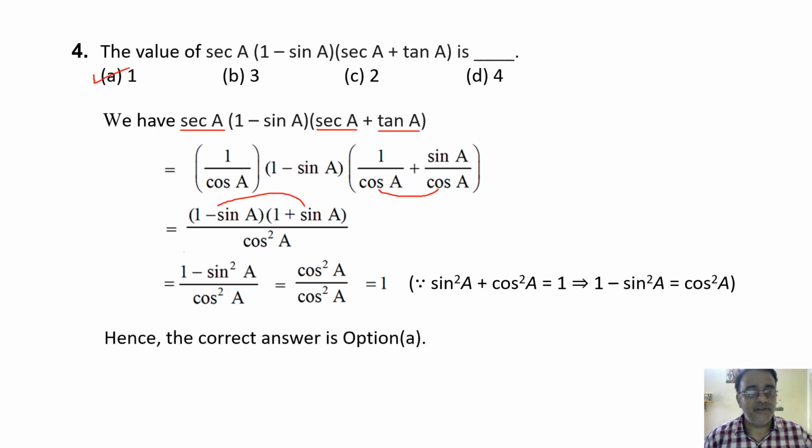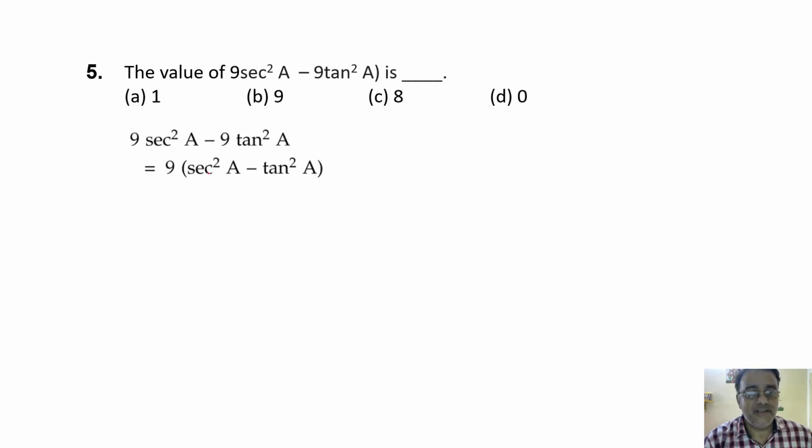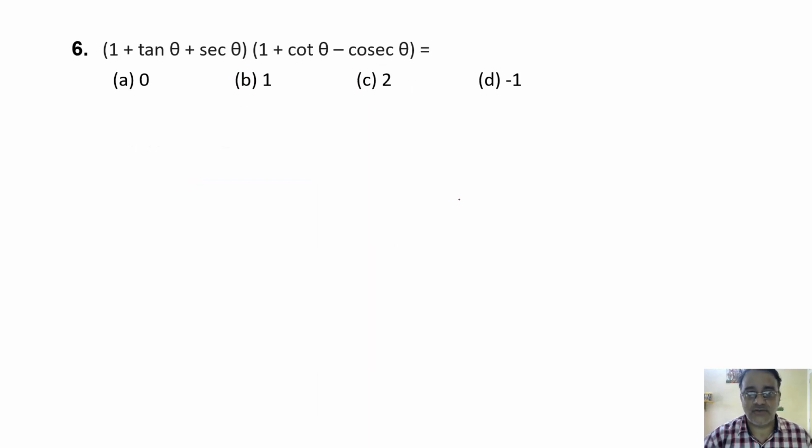So now we are moving toward question number 5. The value of 9 sec square A minus 9 tan square A is dash. So first what we will do, we will take 9 common. Now what is the value of sec square A minus tan square A? 1. Right. So 9 into 1 is 9, and the correct option is Option B. Right.